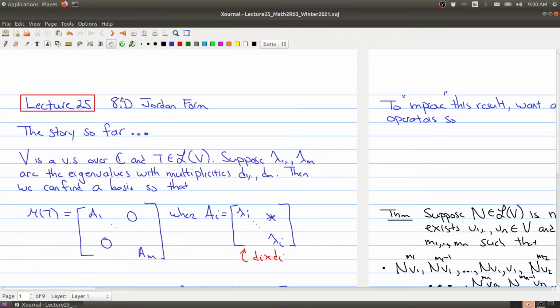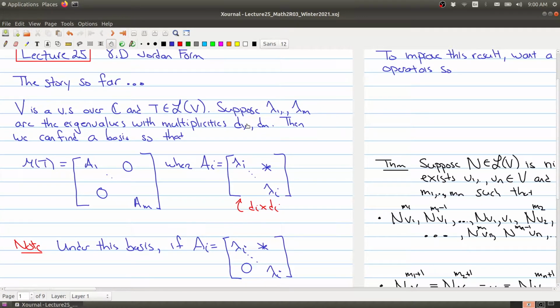So just to give us a recap of the story so far, which we've seen over the last couple of lectures: if we have a vector space over the complex numbers, and we take a linear operator, and suppose that we know the eigenvalues and the multiplicities of this linear operator, then we can find a basis of the vector space so that the associated matrix is a block diagonal matrix where each block is a d_i by d_i matrix, corresponding to the multiplicity, with lambda_i appearing down the diagonal, and we have an upper triangular matrix.